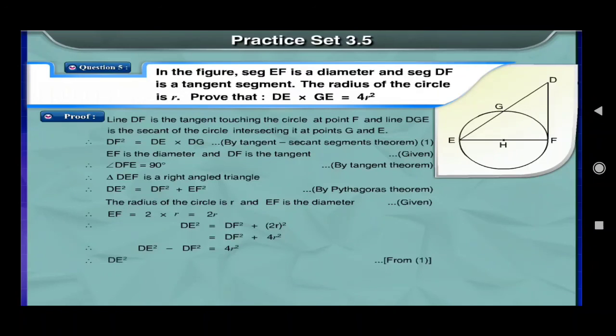Therefore, from statement 1, DE square minus DE into DG is equal to 4R square. Therefore, DE into DE minus DG is equal to 4R square. But DE minus DG is equal to GE since G lies between D and E. Therefore, DE into GE is equal to 4R square.